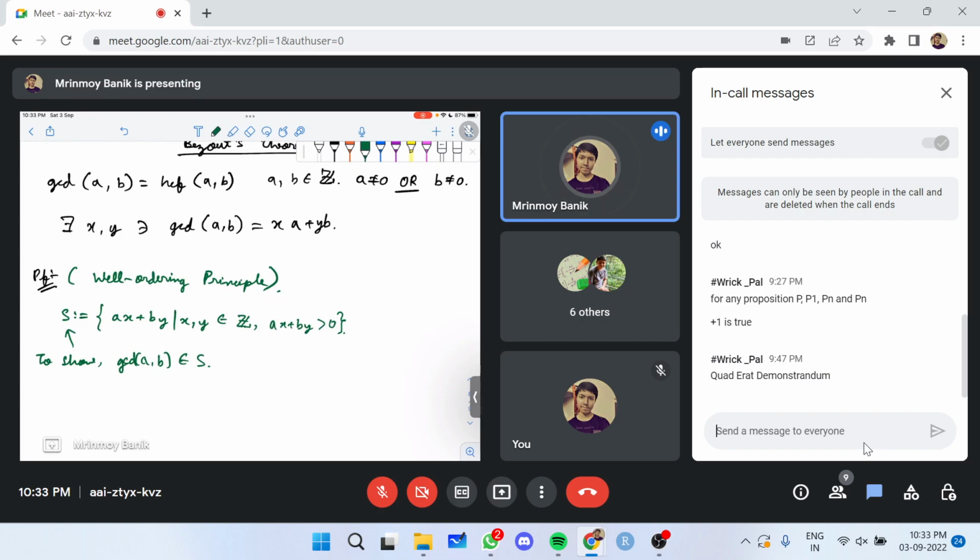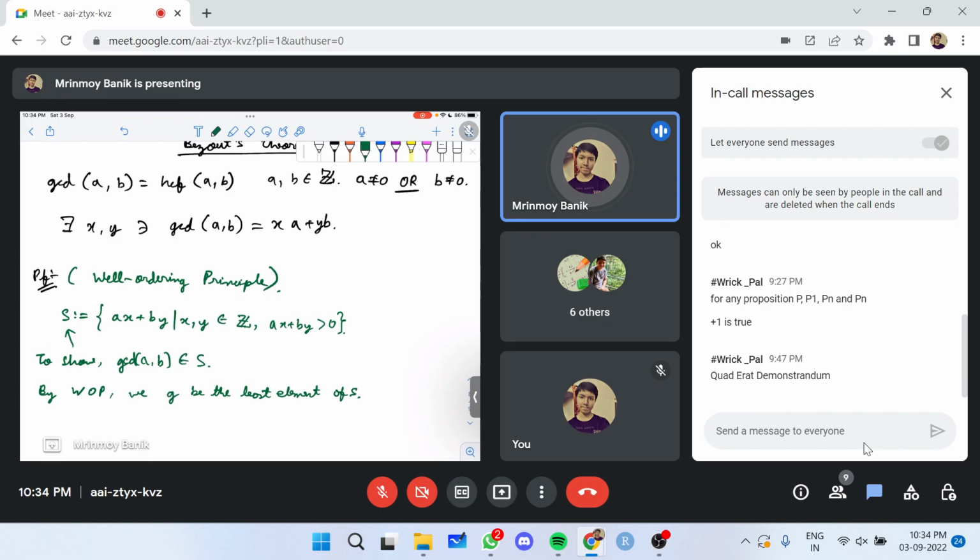So let's use the well ordering principle. By the well ordering principle, we have a least element in S, call it G. So G be the least element of S. Sorry, first I needed to show S is a subset of natural numbers and S is non-empty.